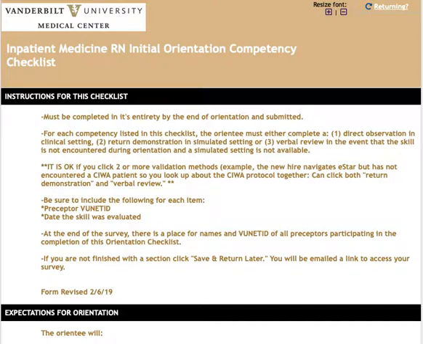You'll be amazed at how many people fail to read these instructions and get confused, so we'll start off by reviewing them. The main points are, this checklist is a Joint Commission requirement, meaning that this is mandatory that you get it fully completed by the end of your orientation and submitted so that it can be placed in your employee file. For each competency listed in this checklist, the orientee must either complete a direct observation, a simulation, or a verbal review with their preceptor.